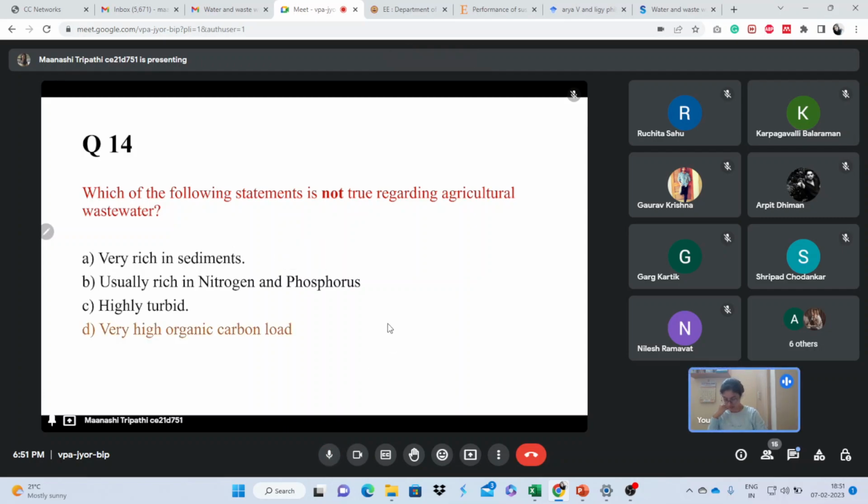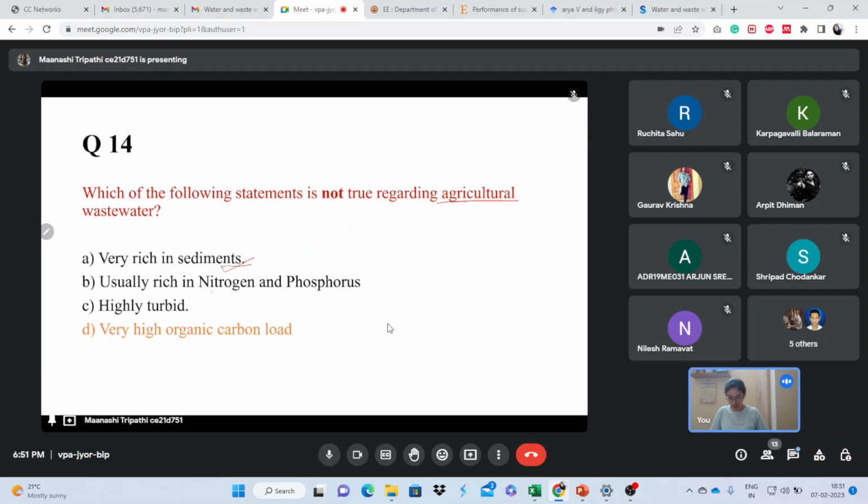We'll see the answer. Very high organic carbon load. Okay, why? Agricultural wastewater is coming from agricultural fields, so it will contain sediments. Sediments are what? Mud, sand. Depending upon the terrain in which crops are grown, the water coming from that cropland will contain sediments.